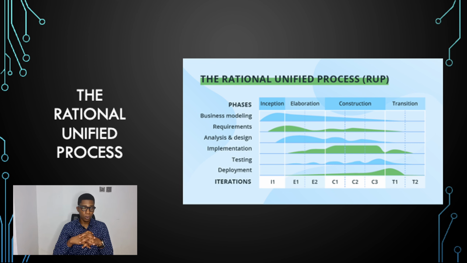Each phase, but the inception is usually done in several iterations. All the basic activities, including requirements, design, etc. of the development process are done in parallel across the four RUP stages. So that's it for the Rational Unified Process.